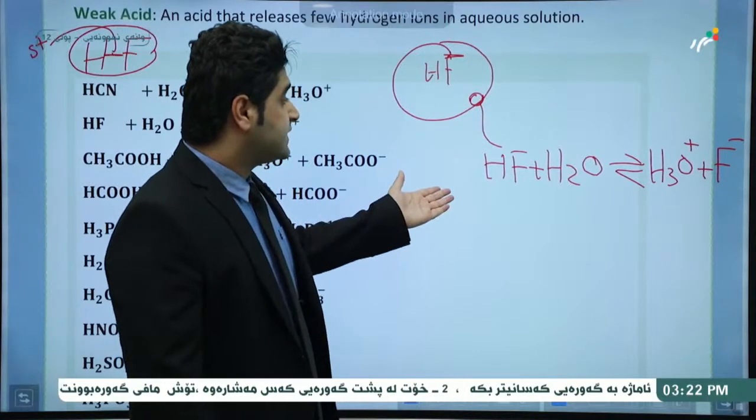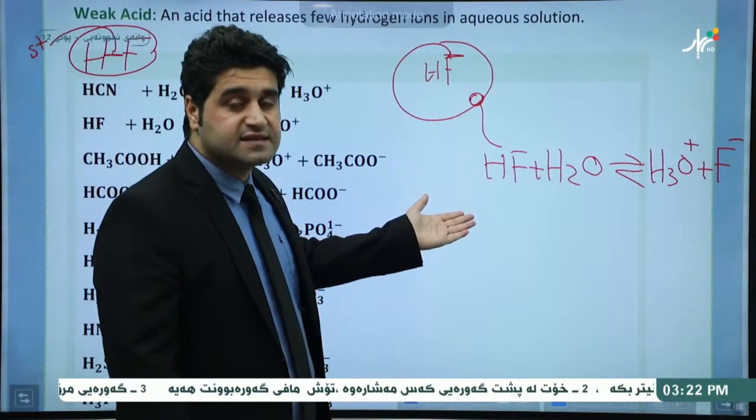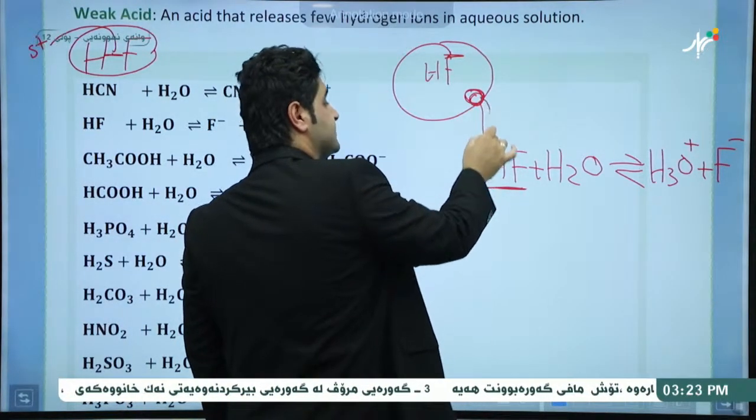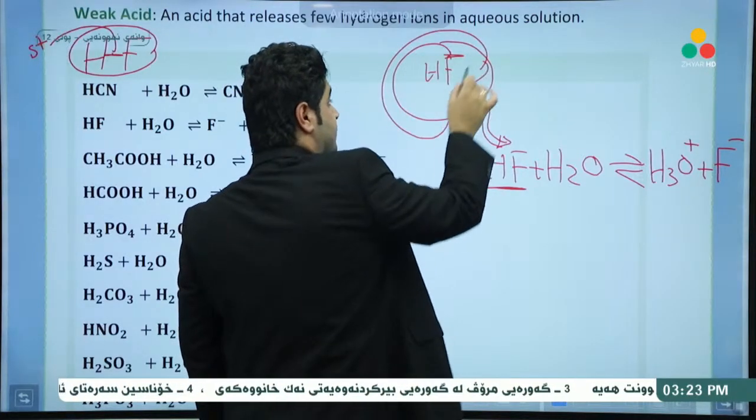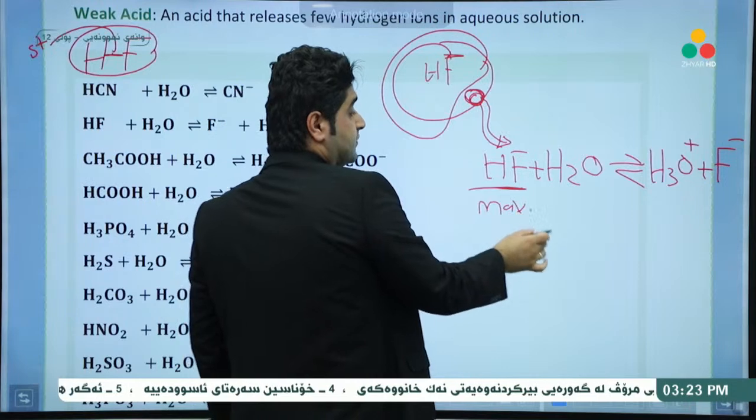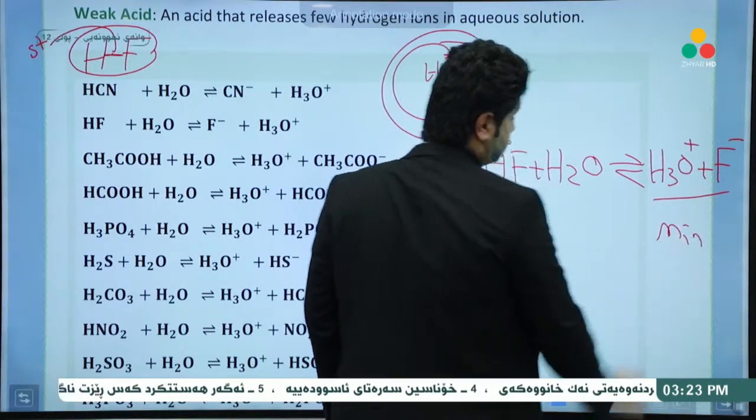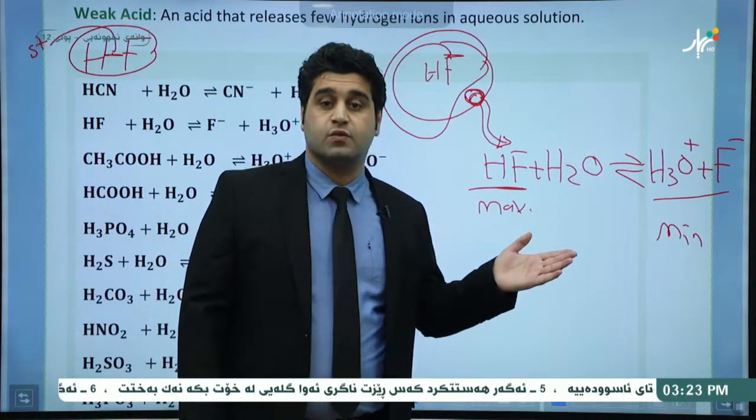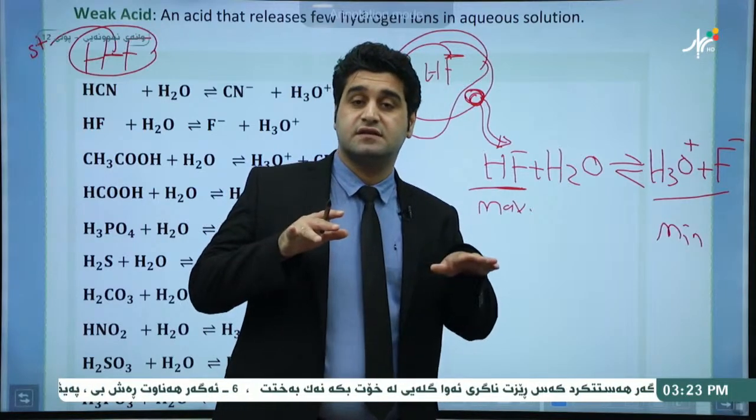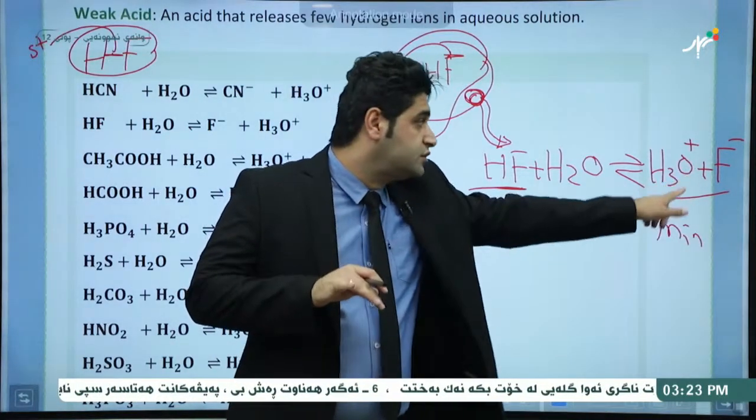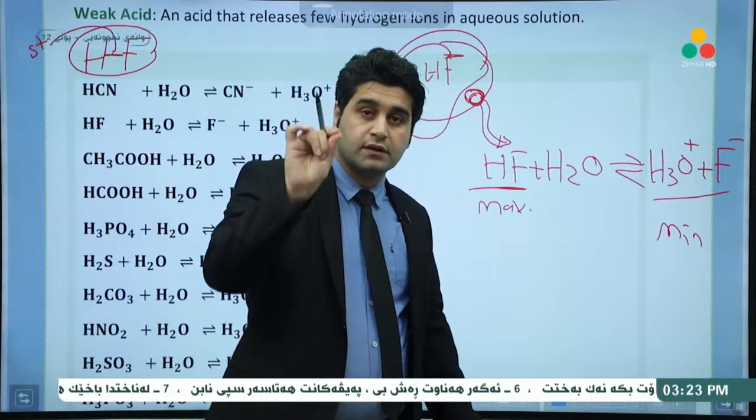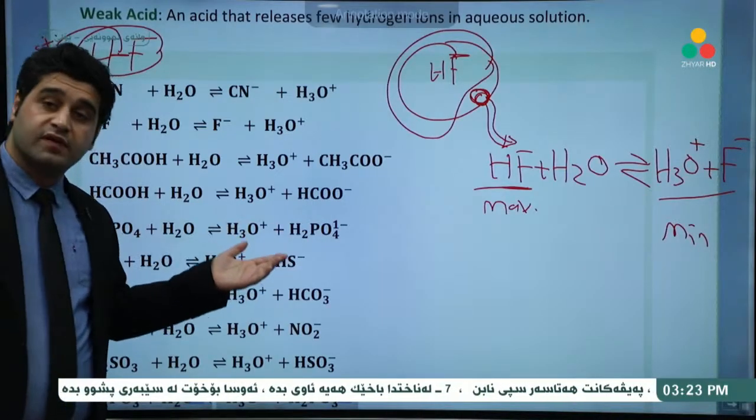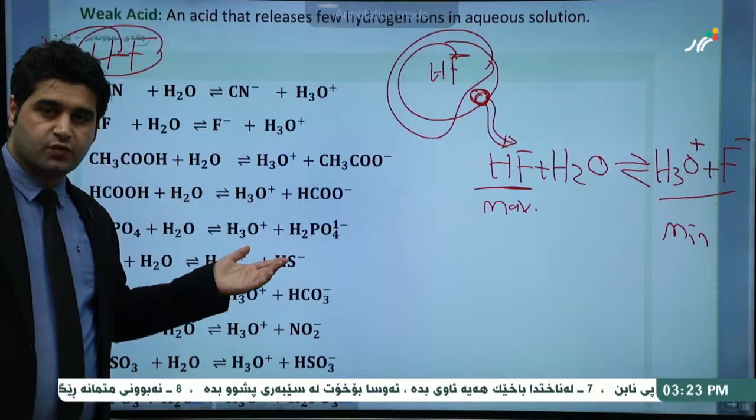Now, what kind of particle in this reaction has the maximum concentration? Look, only a small amount is ionized, so the remaining will be HF. It has the maximum concentration, but here we have minimum concentration of the ions. Because of that, an aqueous solution of weak electrolytes conducts electricity poorly. Due to the presence of a small number of ions, we get poor electric conductance.